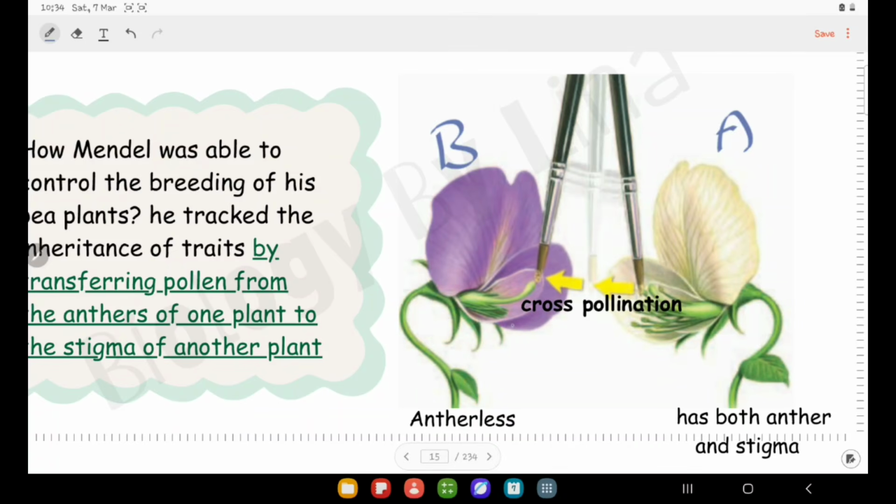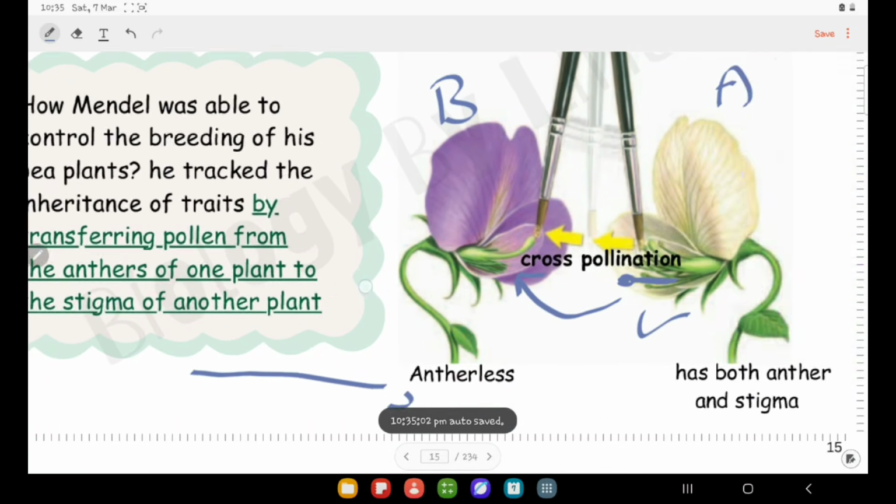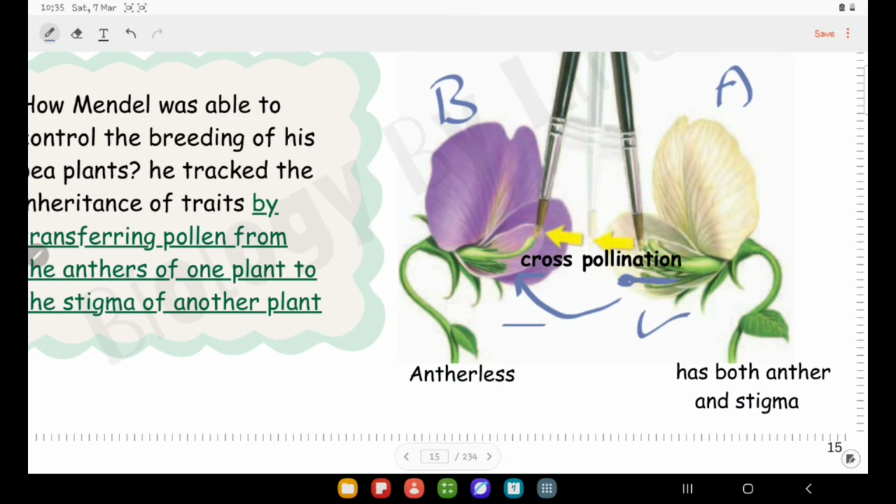And which one has the anther? This one has the anther. So we will transfer the pollen grain from here, from the plant that has the anther, to the stigma of the antherless plant, the plant that does not have the anther. And this happened manually. Mendel did it manually, and he transferred the pollen grain from a flower to another flower, which is antherless and has no anther in it.